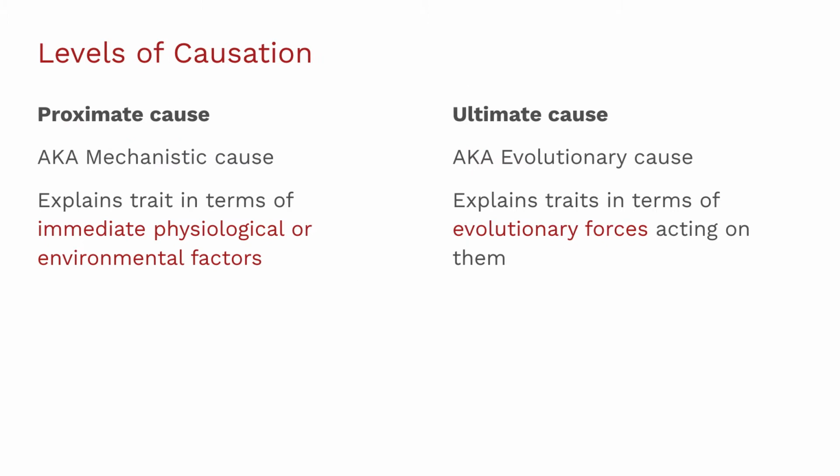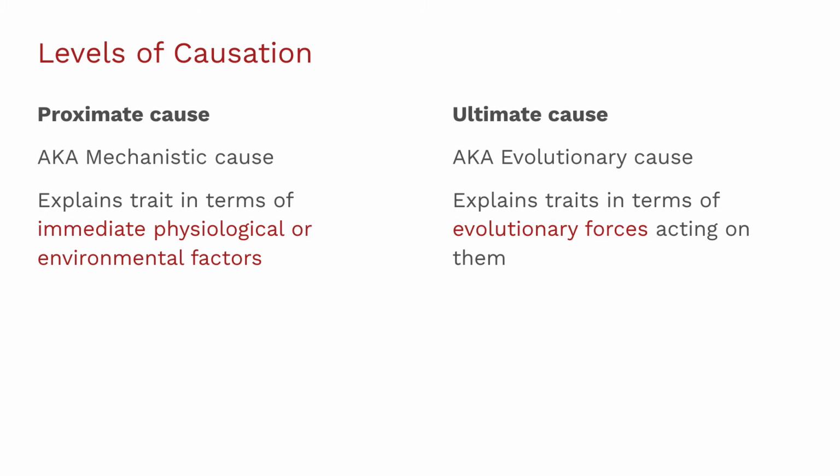So first off is this important idea of levels of causation. All things in biology have different hierarchies of levels of causation. We can split them into two broad categories, the first being what's called the proximate or mechanistic cause, and the second being the ultimate, also known as evolutionary cause. The proximate cause explains a trait in terms of down and dirty immediate physiological or genetic or environmental factors. So it's very mechanistic. It's the mechanism by which something is occurring, often referring to genes or proteins and the like. In contrast, the ultimate cause, or evolutionary cause, explains a trait in the broader big picture sense in terms of what evolutionary forces are acting on them.